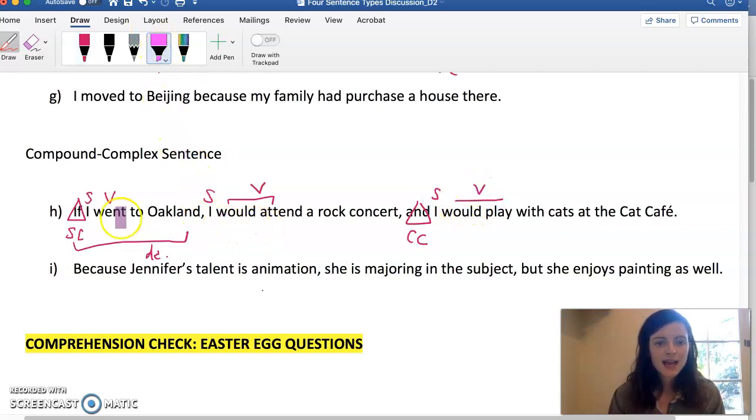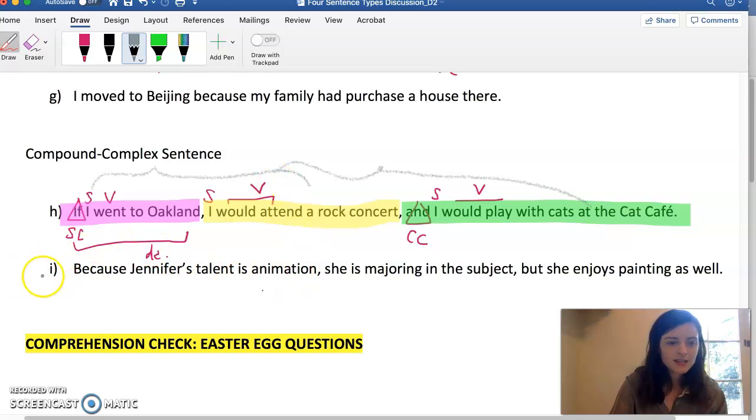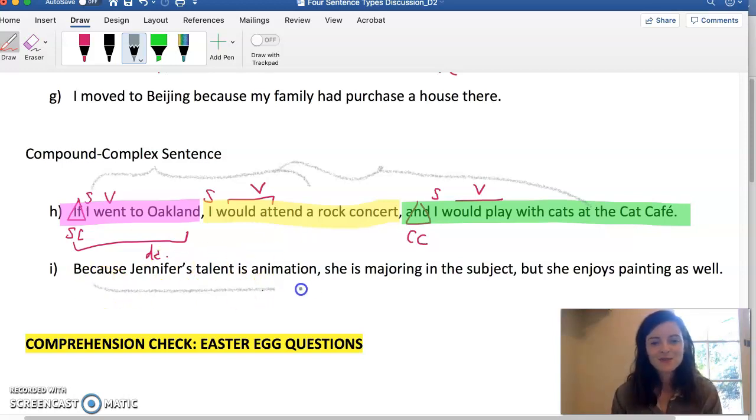So how many clauses do we have? Let's count them. Here's our first dependent clause. There's 1. Our second one here. And our third one is here. So compound complex. You've got a compound sentence functioning here, and you've got your complex sentence functioning there. And we have sentence I here: because Jennifer's talent is animation, she is majoring in the subject, but she enjoys painting as well. You've got your complex sentence and you've got your compound sentence.